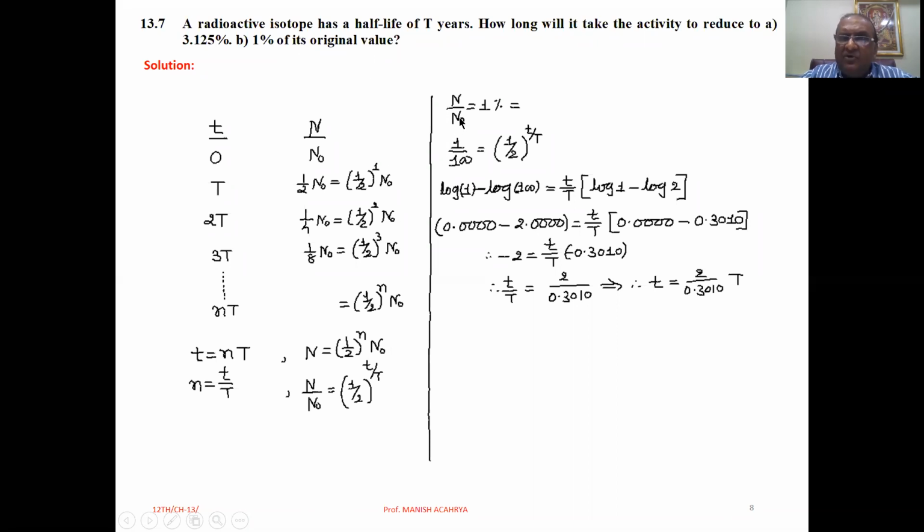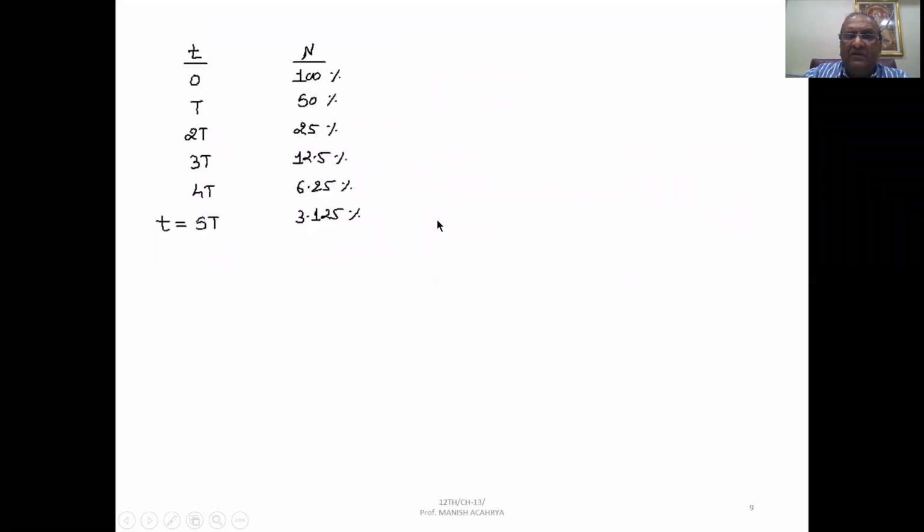The same thing you can calculate for 3.125% also. But another method is there to carry out the calculation for 3.125%. So when you take half, and at that time you get this type of percentage of undecayed nuclei, at that time you can use this particular method.